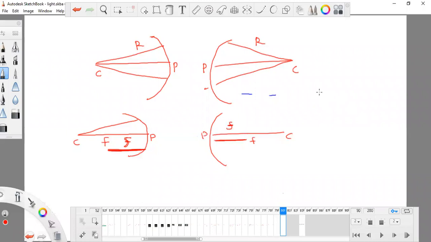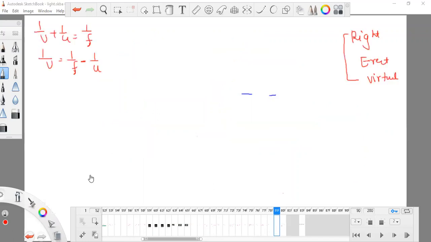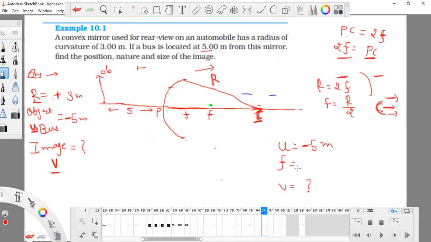Okay, so remember that C is equal to 2F, or F is equal to C by 2. Or R is equal to 2F, and F, this is small f, is equal to R by 2. Remember this is a relationship. Right now I'm having R, so I am having F for sure. So what should I do to get F? R is equal to 2F, or F is equal to R by 2.